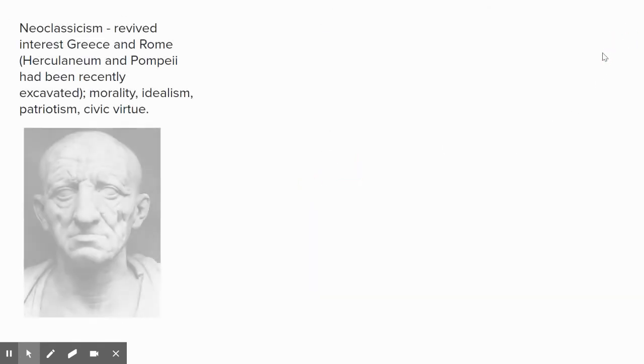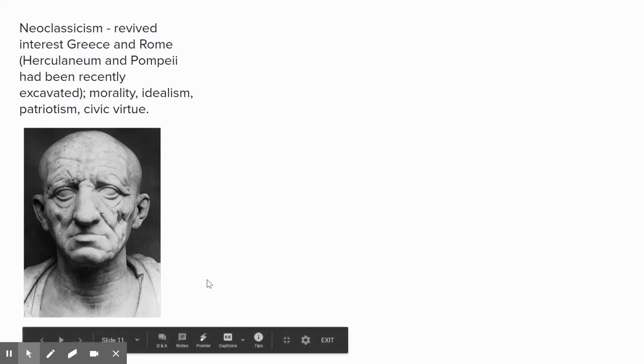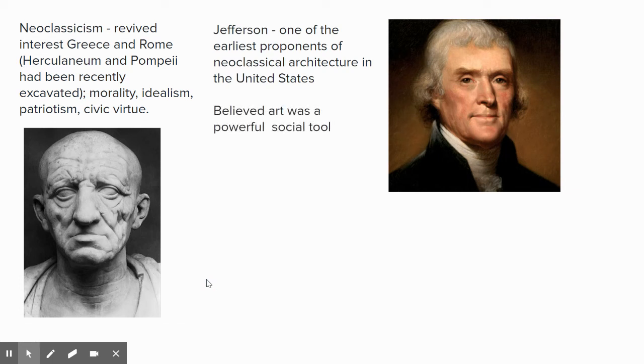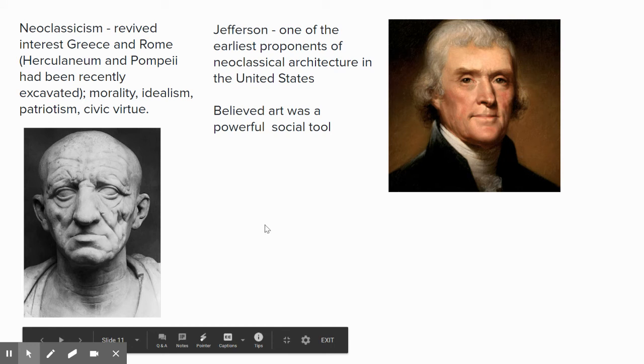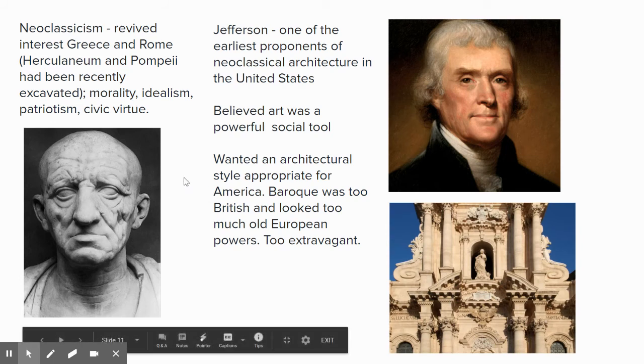Definitely read this page. I'm not going to go over it. The connection to Republican Roman ideals of civic and moral virtues. We've got to get that connected to what's going on with the establishment of the United States, especially with neoclassical architecture. Jefferson believed that art could be a social tool. He wanted to use an art style that looked distinctly American, not Baroque style, which was still really popular in Europe, because it looked too fancy and extravagant. And we're Americans and we don't want that, right? So that's Baroque, too much, right?